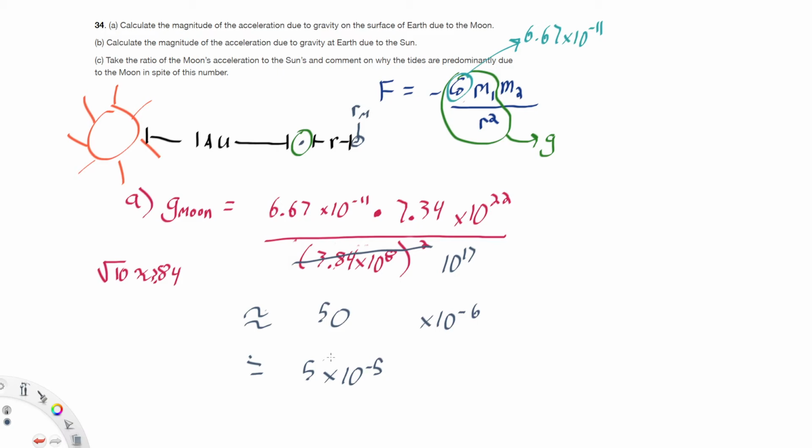Yeah, nobody's got time to fish out a calculator. We've got physics to do. And since we're talking astronomical distances, even if we're off by a factor of 2, that's still pretty okay. So that's going to be approximately the acceleration due to gravity due to the moon.